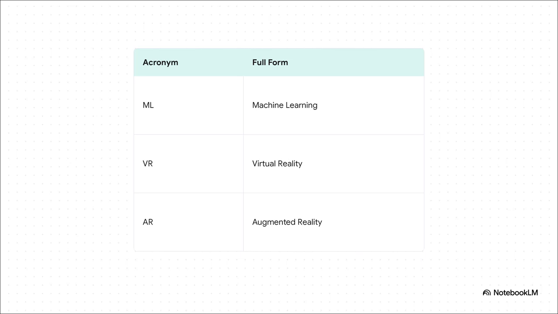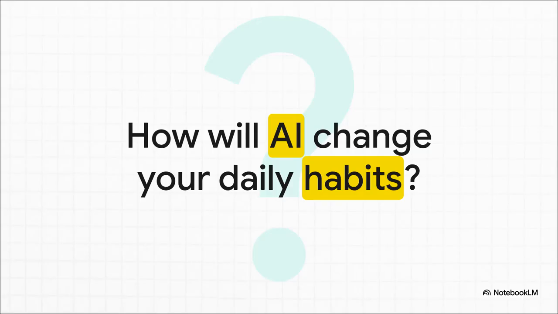Then we have VR, virtual reality, which completely replaces your vision with a digital world, and AR, augmented reality, which overlays digital information right onto the real physical world. All of these terms build upon the very hardware and software foundations we covered earlier to create these highly immersive learning systems. So as we wrap up this explainer, I want to leave you with kind of a provocative thought.